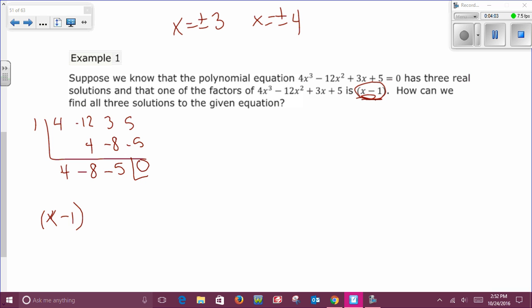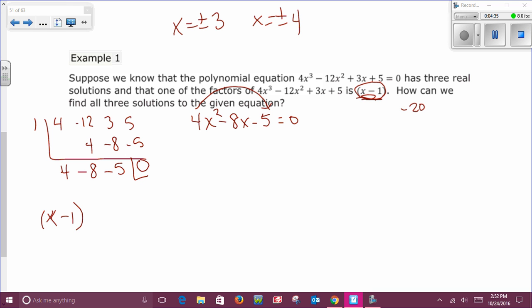And we have 4x squared minus 8x minus 5 as my other factor. And I need to break that down even further. And to do that, I need to say 4 times negative 5 is negative 20. And I'm going to do factor by grouping. Some of you may have never seen this before. Some of you may have seen it before. We will continue to work with it, so don't worry.